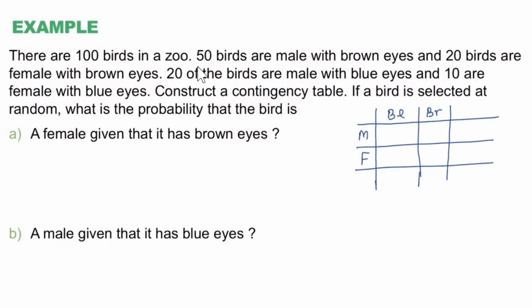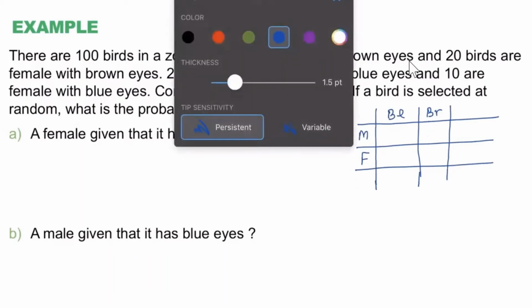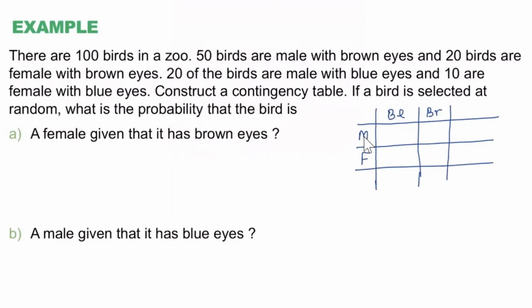See, 50 birds are male with brown eyes. So where do we put that? Look here, 50 birds are male with brown eyes, so it will go here, 50. Did you get that? Yeah. Okay, male with brown eyes, 50. Next, we have 20 birds are female with brown eyes. Female with brown eyes, 20. It will go here.